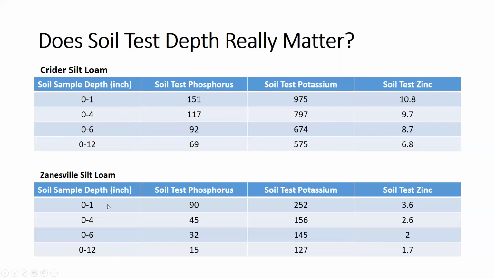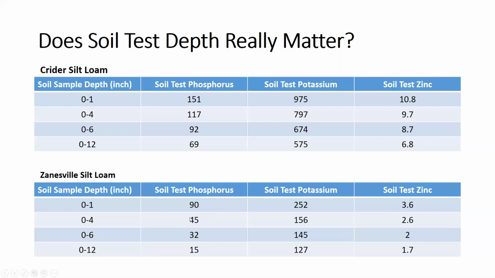Now let's look at this Zanesville. My soil test phosphorus came back at 90 for that 1 inch, a 45 at the proper depth of 0 to 4, 32 at 0 to 6, and now 0 to 12 came back as a 15. So this matters. If I set my scout out, or if I'm taking soil samples that should be collected to a 4 inch depth, but they're not, now I'm saying I've got twice as much phosphorus out there as I truly do, and this is going to come back as a 0 recommendation.